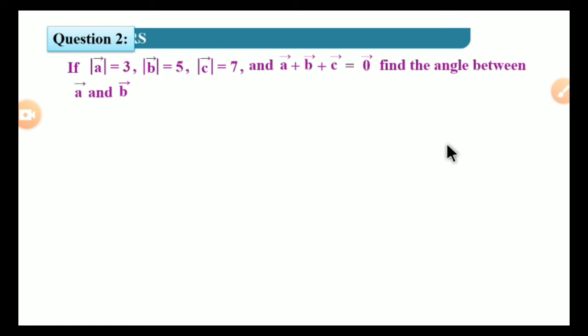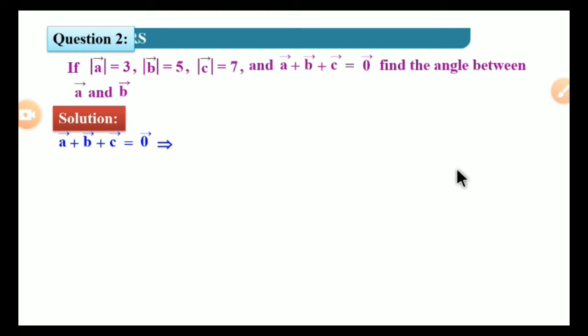Now go for the next question. If magnitude of A is equal to 3, magnitude of B is equal to 5, magnitude of C is equal to 7, and A plus B plus C is equal to 0 vector, then find the angle between A and B. Now go for the solution. A plus B plus C is equal to 0 vector.